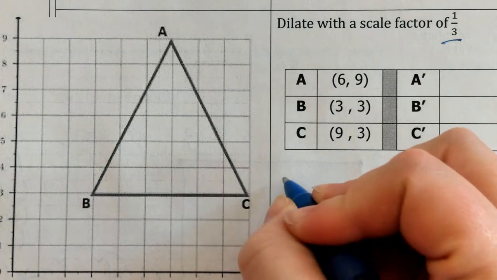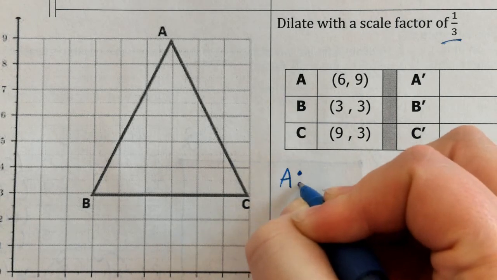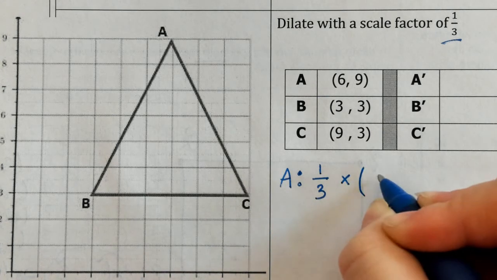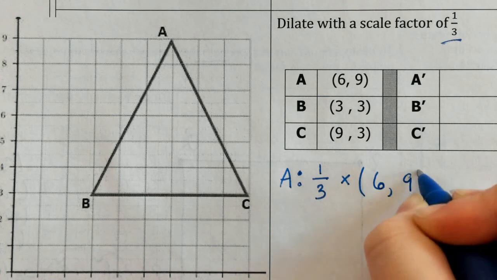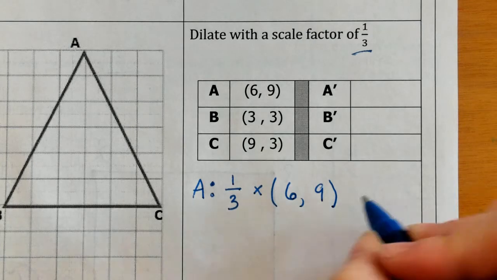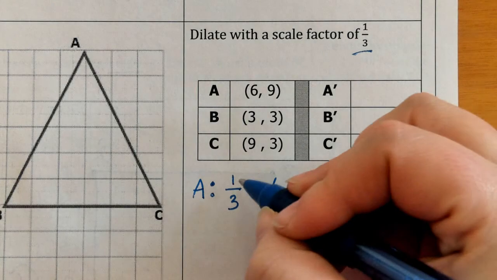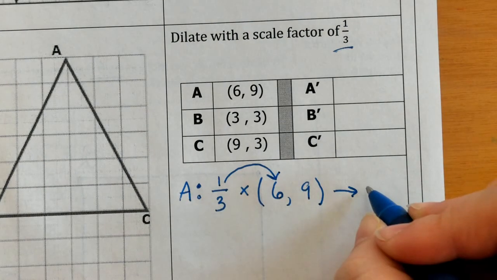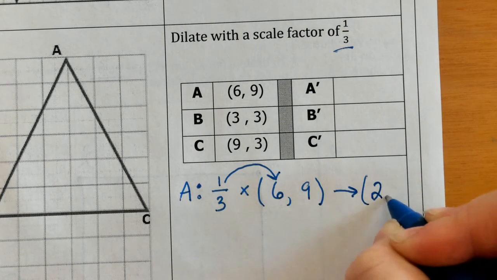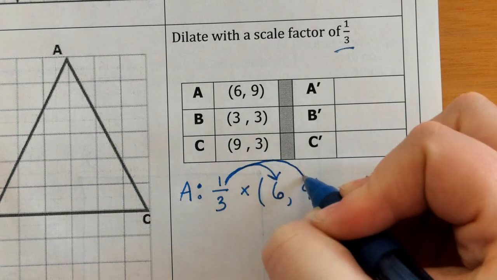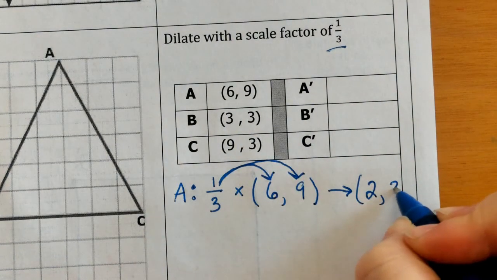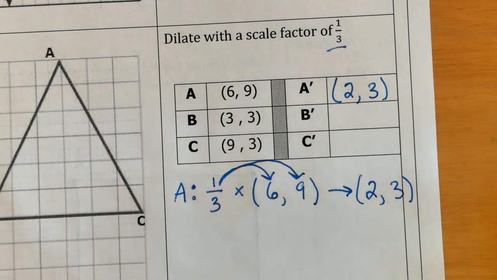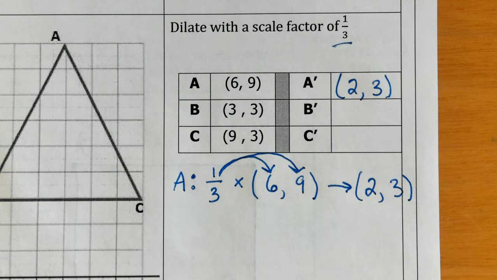Okay, so when you attempted to do this problem, again, I'll show you with one point. Our scale factor is now 1/3. And I'm going to be multiplying that by my original coordinates, which is 6, 9. So 1 divided by 3, or 1/3 times 6. 1 divided by 3 times 6 is 2. 1 divided by 3 times 9 is 3. And so you should have ended up with 2, 3 for that last one.